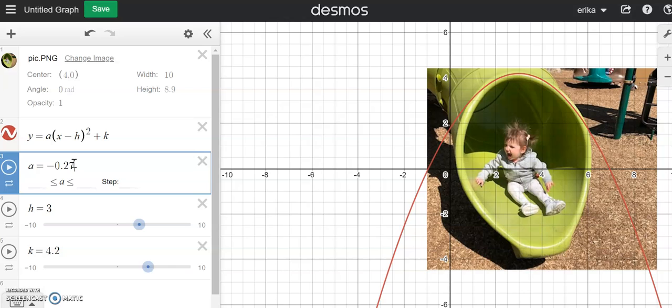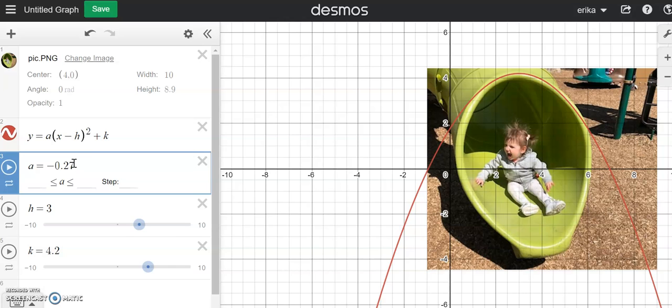Because this is what you need for the project, is this line. You don't have to create it. Desmos is creating the line of best fit for your picture. Is it going to be exactly? No, but get as close as you can. And then just be careful.